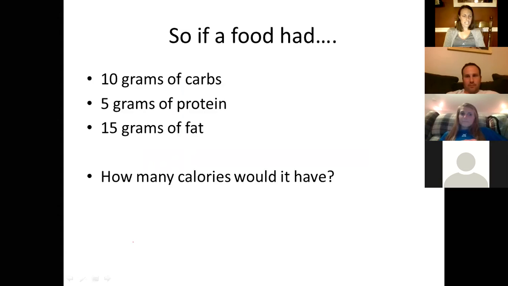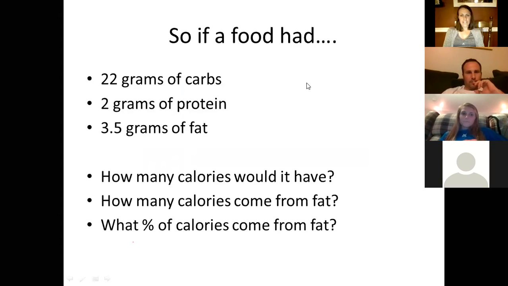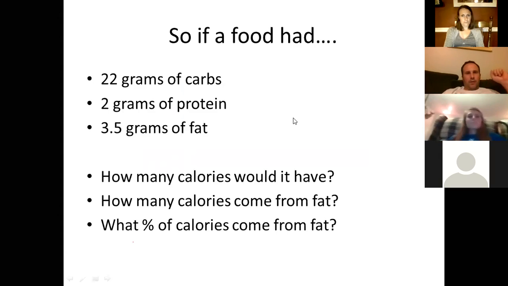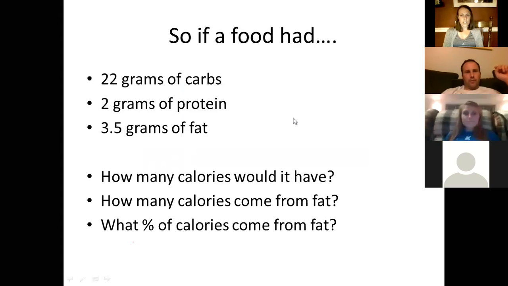What did anyone else get? There we go. Better. All right, last one. This one's a little bit tricky. Okay, so I want you to start out by calculating the total calories and figure out how many of those calories are coming from fat, and then the percentage of calories that come from fat.